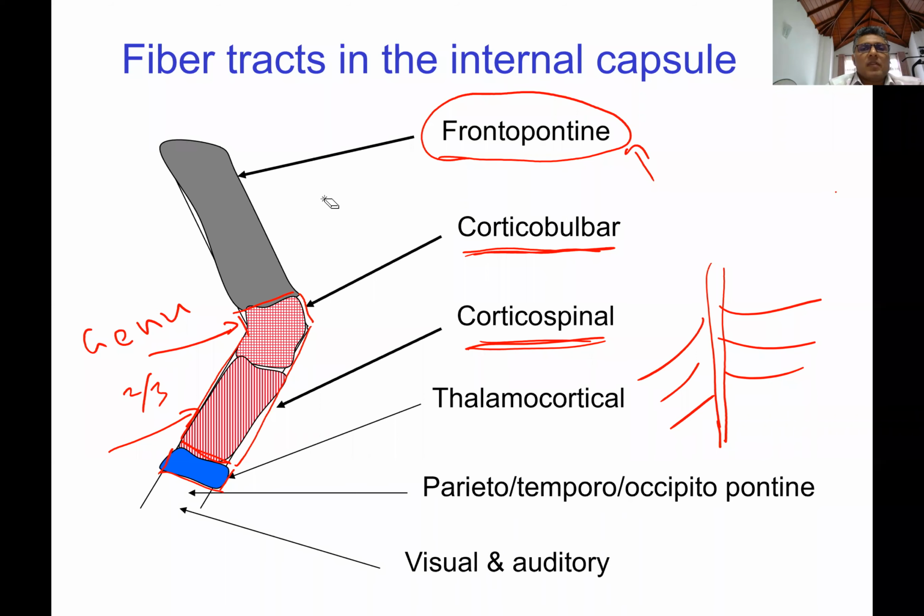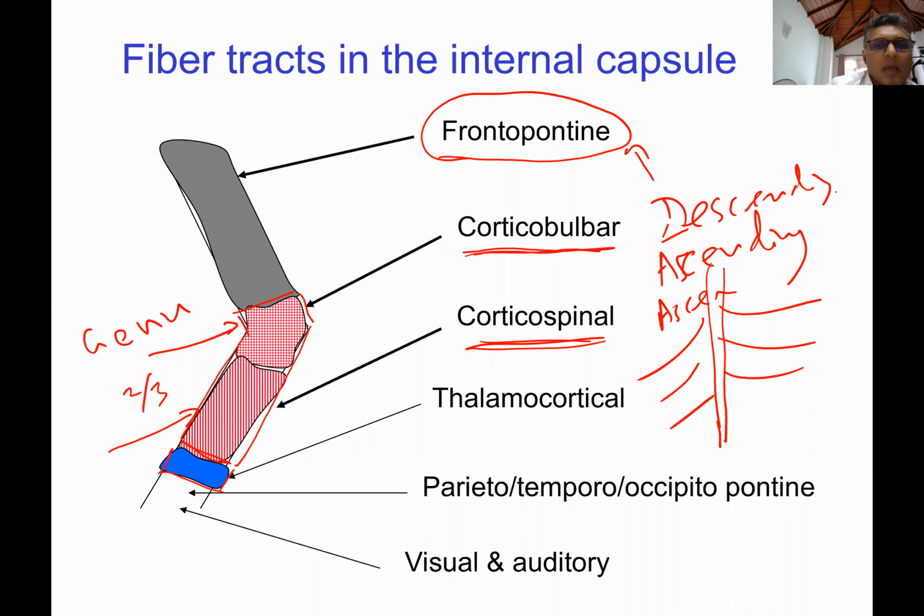All the other fibers, the motor ones, are descending. You call them descending tracts, descending because they go down. And the sensory ones, blue ones here, are ascending fiber tracts. And all the ascending fiber tracts, there are many, are compressed together and run in the posterior limb behind the corticospinal fibers.